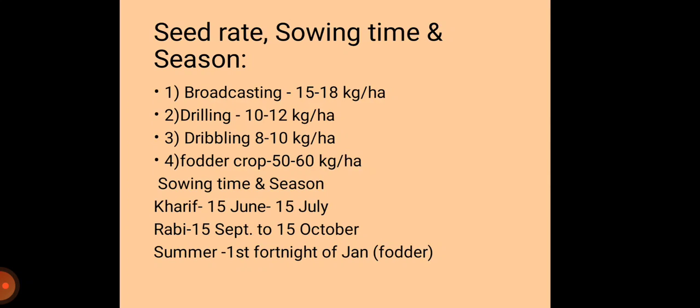For the Kharif crop, 15th June to 15th July is the optimum period for Kharif sorghum sowing. For Rabi crops, 15th September to 15th October is the optimum period for sowing sorghum. When sorghum is grown in the summer season as a fodder crop, we should sow it in the first fortnight of January.